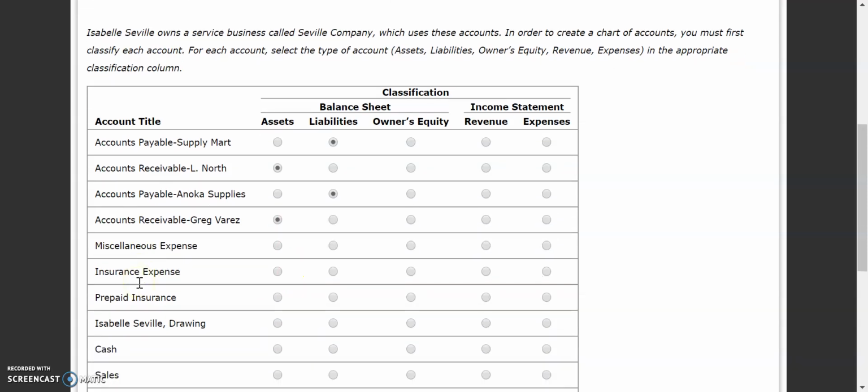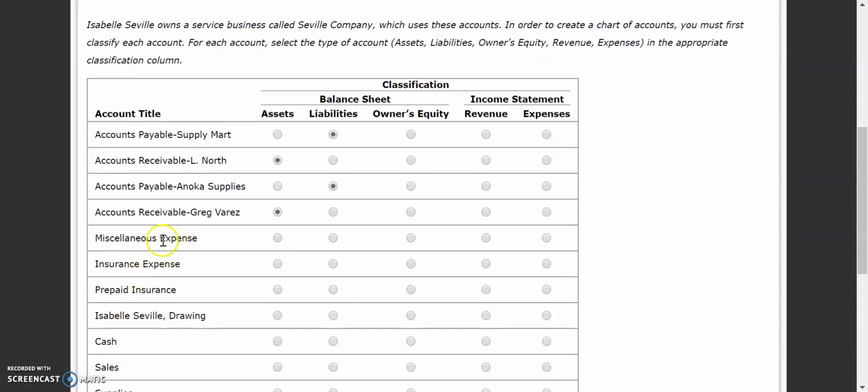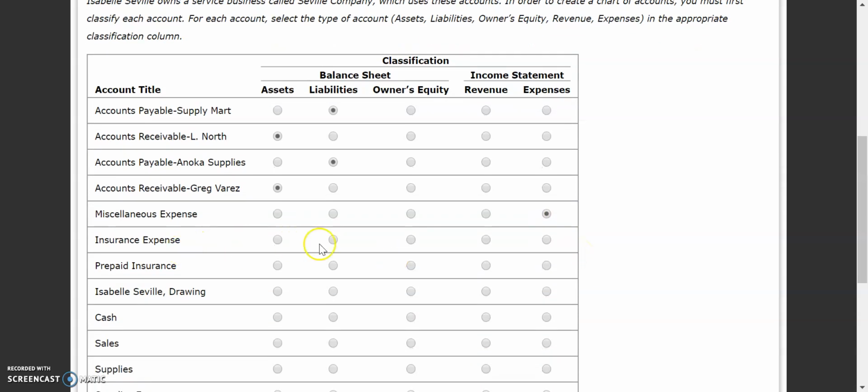Coming down to the next one, we have miscellaneous expense. This one's kind of easy because it does say the word expense, so we actually go over to our income statement and click on expense there. We have an insurance expense. That's also going to be an expense. And then we have prepaid insurance. Remember that we classify prepaid insurance as an asset because when we purchase insurance, we usually buy it up front, and then you're covered for a set amount of time, so we classify that as an asset.